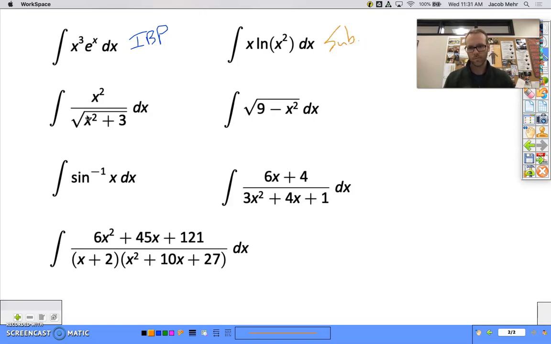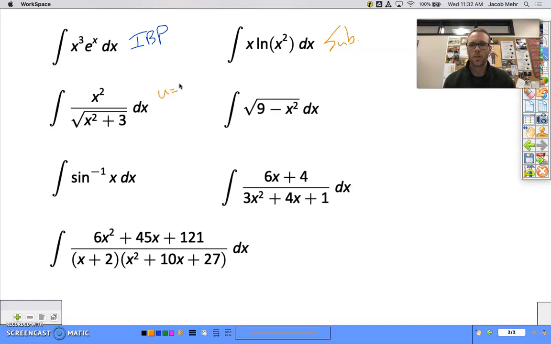All right, let's go to this one. Now down here I see something that reminds me of the Pythagorean theorem. I see a square root, I see an x squared plus something, so that makes me lean towards trig substitution. However, would a normal substitution work well on this one?